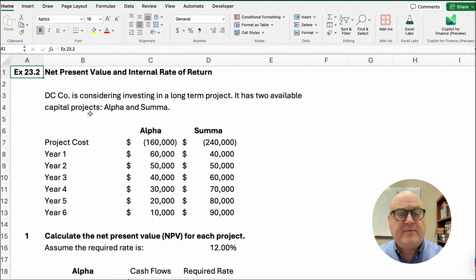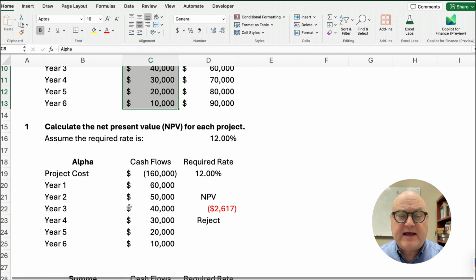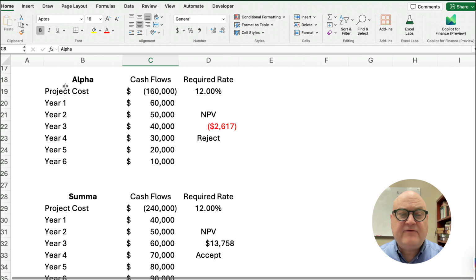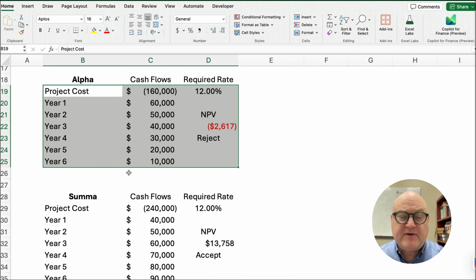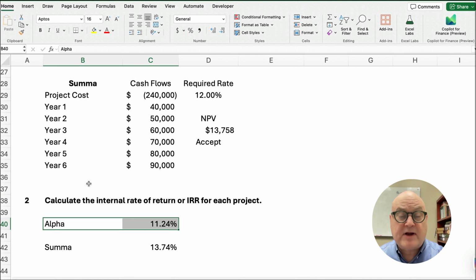And so this is the problem. We had Alpha and we had Summa. And I've already got the solutions here. For Alpha, we have a negative net present value, and here we have an internal rate of return of 11.24. So I'm going to show you how to do it on the financial calculator.